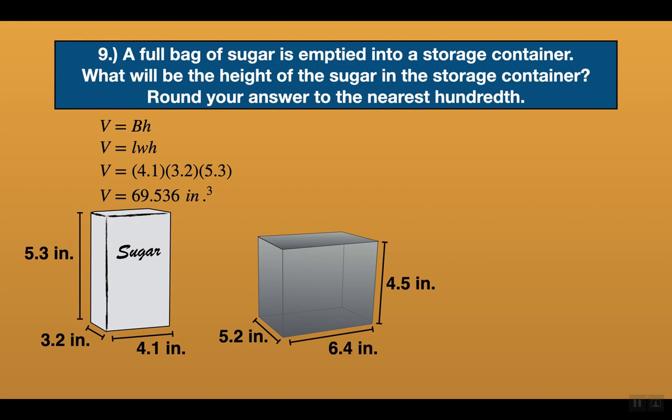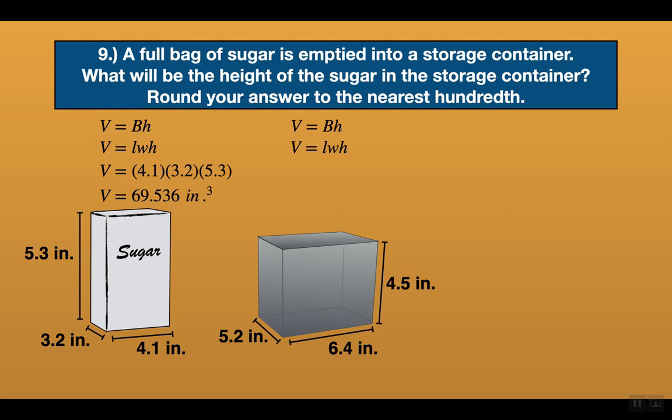Now let's go to the storage container. We're going to use the same formula, which is the formula for the volume of a rectangular prism. But let me tell you what we're not going to use. We're not going to use the height of the storage container because we don't need it. We're not concerned with the height of the storage container. We're concerned with what is going to be the height of the sugar once it's in the storage container. So H is what we're trying to solve for.